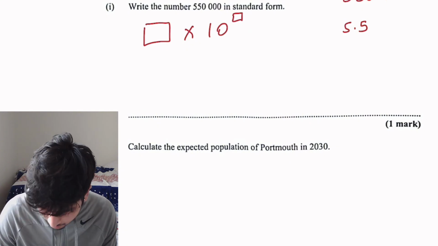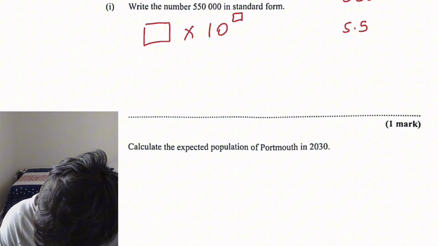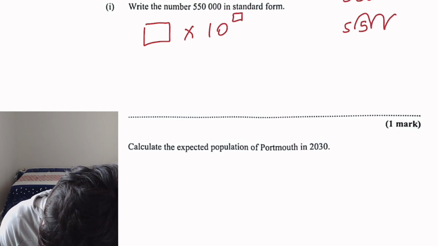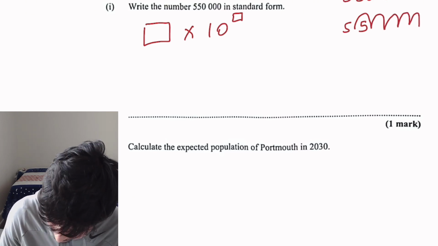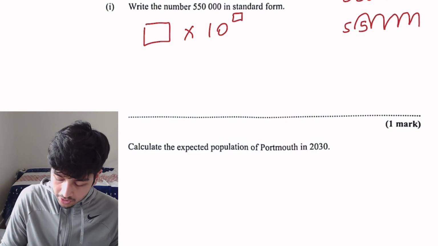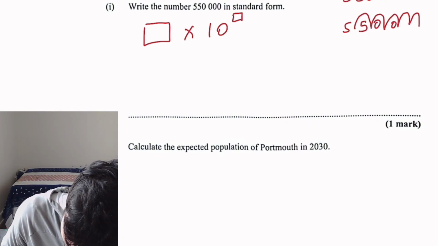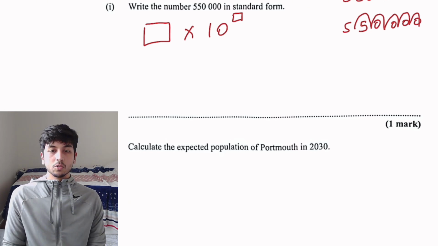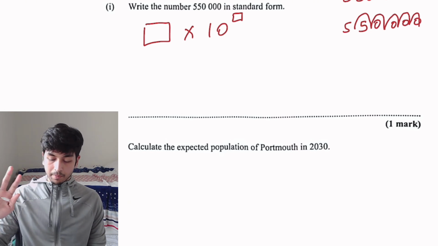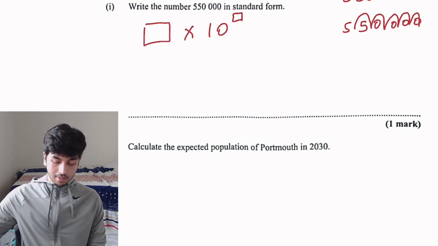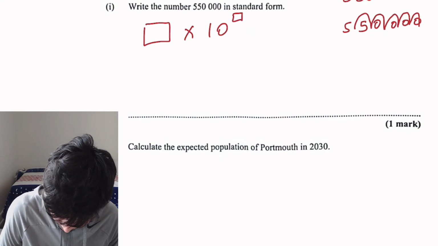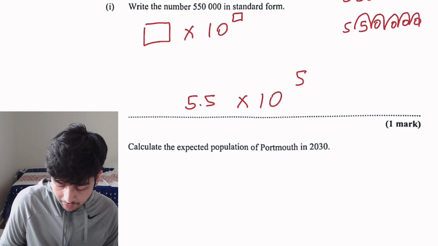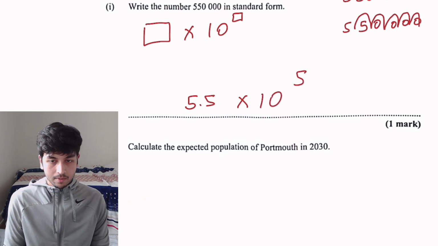So I'll show you. Basically it's going to go 1, 2, 3, 4, 5 jumps. And then you fill in all those jumps with zeros. And that gives us back 550,000. So in this case, we would have had to make the decimal point jump 5 times. And so because of that, we'll write 5.5 by 10 to the power of 5, because we had made it jump 5 times.